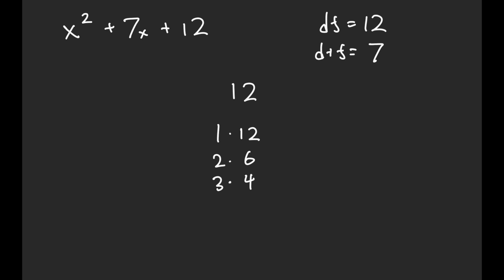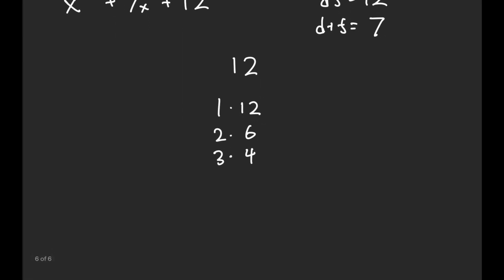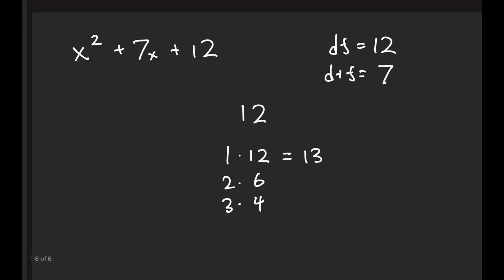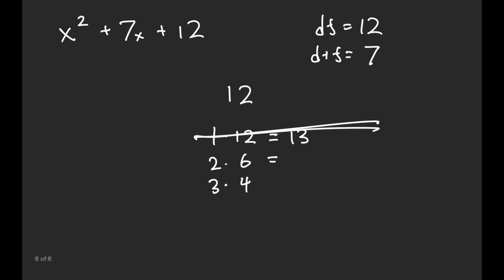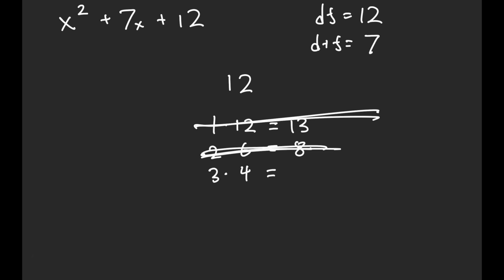Now let's use our second piece of information. We know that our 2 constant terms have to add to make 7. Let's add up each one of the possibilities and see what they make. So if d and f are 1 and 12, b would have to be 13. Is b 13? No, this one's gone. If d and f are 2 and 6, b would have to be 8. Is b 8? No, b is 7. So this one's also gone. And now we're left with 3 and 4. If 3 and 4 are d and f, then b would have to make 7. Is b 7? Yes, it is. So we know that our d and f terms are going to be 3 and 4.